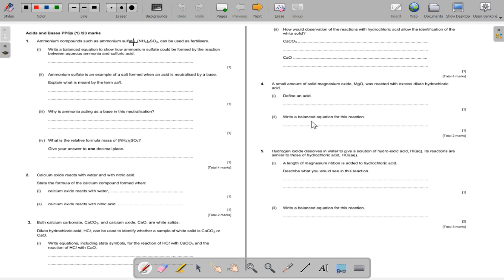Ammonium compounds such as ammonium sulfate, (NH4)2SO4, can be used as fertilizers. Write a balanced equation to show how ammonium sulfate could be formed by the reaction between aqueous ammonia and sulfuric acid. Ammonium sulfate is an example of a salt formed when an acid is neutralized by a base. Explain what is meant by the term salt. Why is ammonia acting as a base in the neutralization? And what is the relative formula mass of (NH4)2SO4? Give your answer to 1 decimal place.